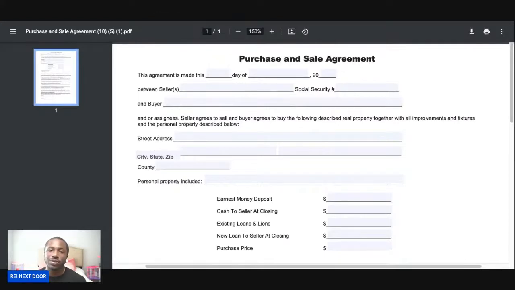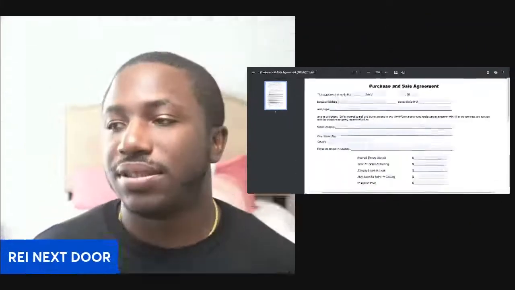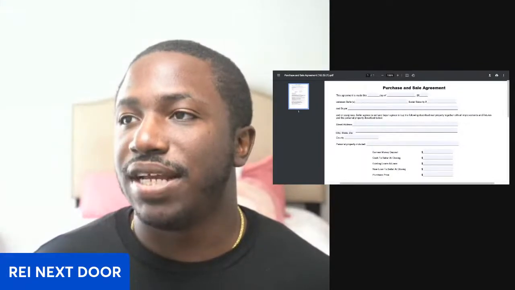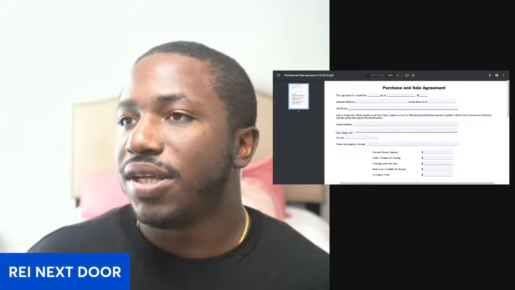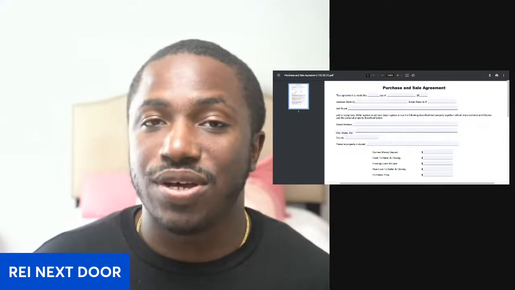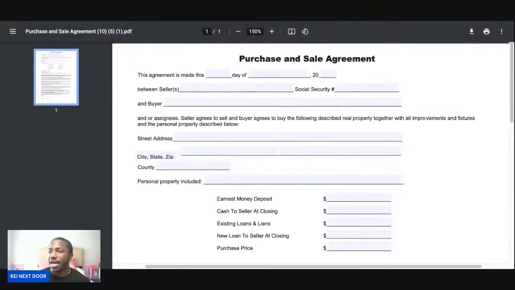And that's what we're looking to do as wholesalers. We want to assign our position in the contract to somebody else. That's what we're doing as wholesalers. We're assigning our position. So it's important to make sure in all your wholesale contracts that you have that clause, and or assignees.